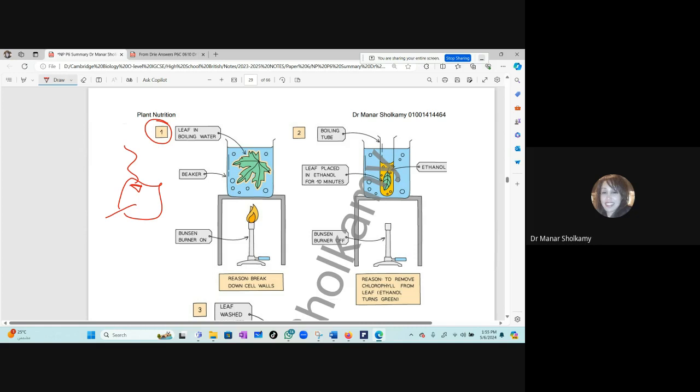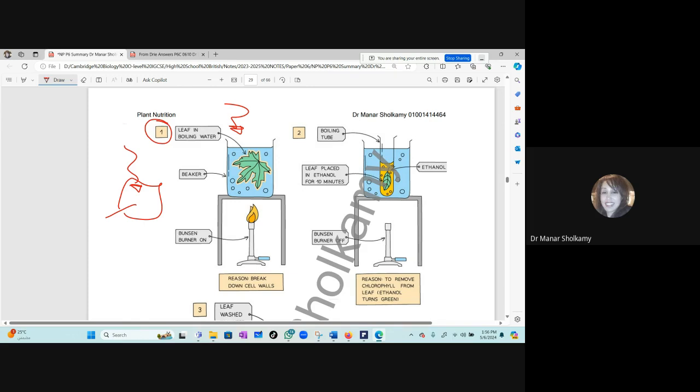How do I remove this waxy layer? What do I do? Boil the leaf in water. Yes, I will boil it in water, just like you see in the picture, for 5 minutes. So I remove the waxy layer, I kill the enzymes, I remove anything that will prevent the penetration of the iodine. Now I have another problem.